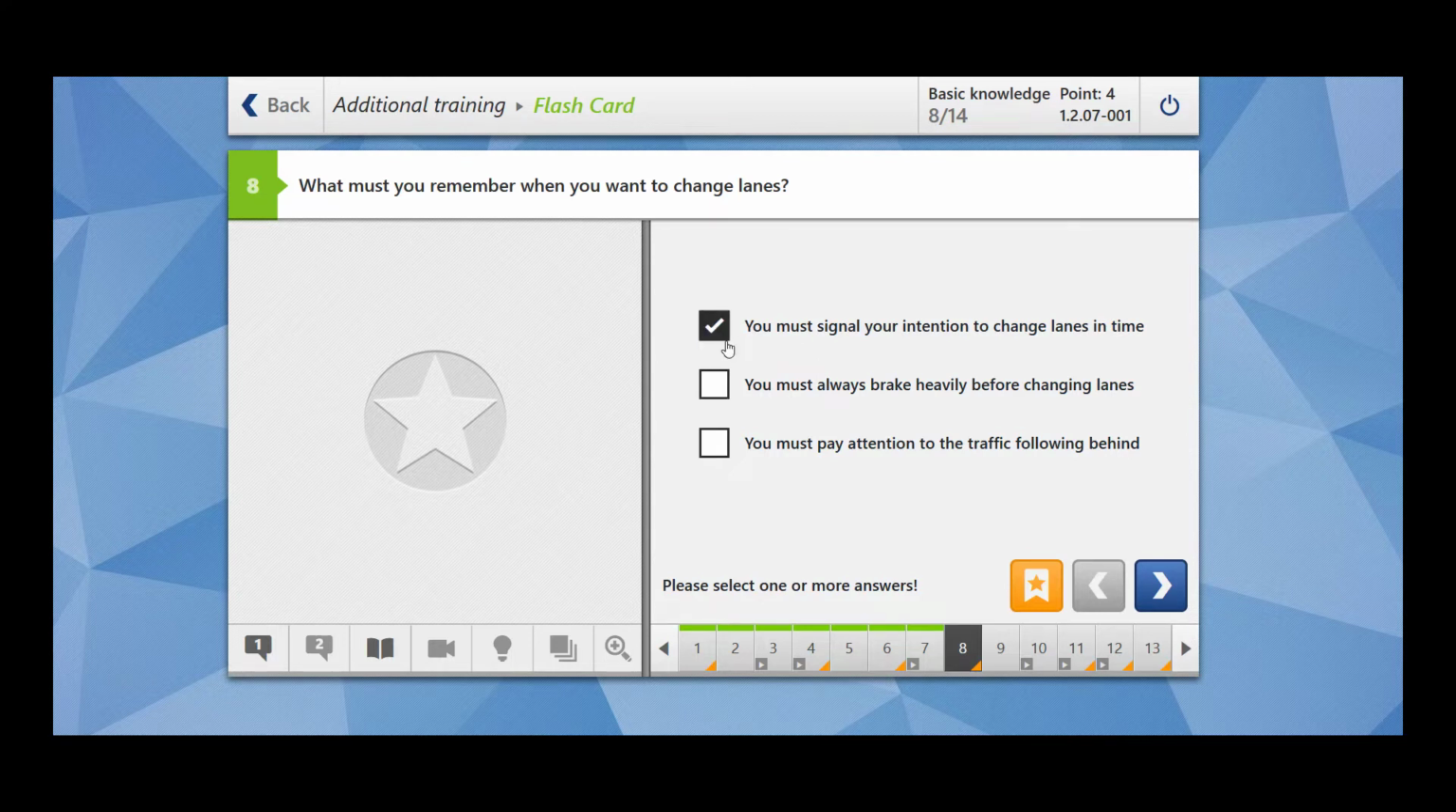You must always brake heavily before changing lanes. No, because if you are going to brake heavily, what will happen? Imagine the driver behind you has not noticed it. Then it can cause a rear end collision. You must pay attention to the traffic behind. This is important. So you have to take care of the speed of the traffic behind. You have to look into the central mirror. You have to indicate. Then you have to do a shoulder check, blind spot check. Only then change lane.